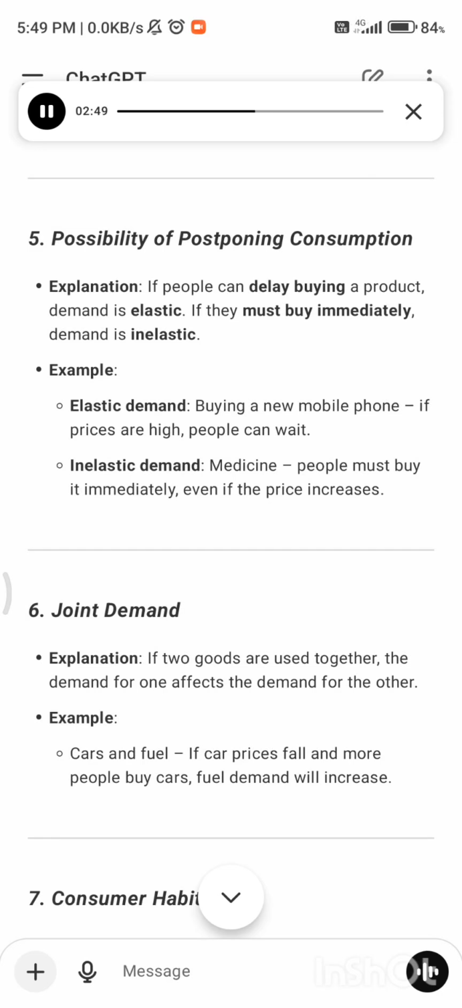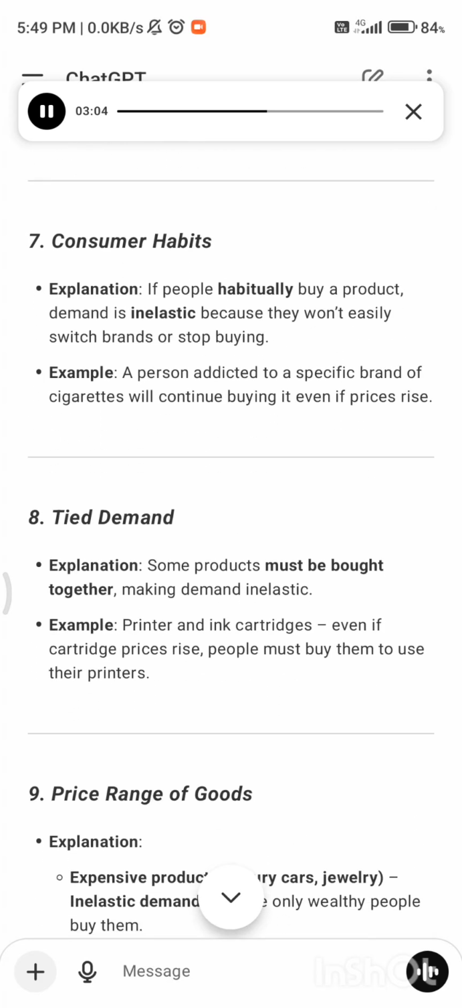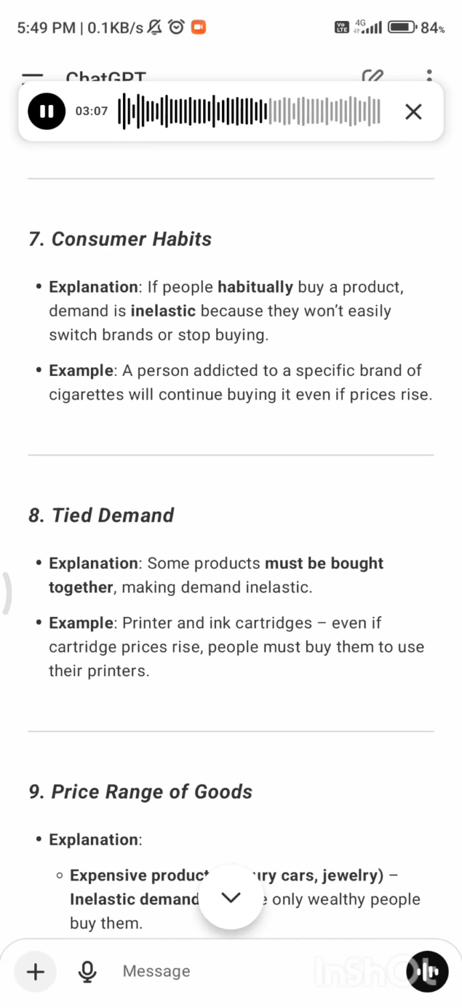6. Joint demand. Explanation. If two goods are used together, the demand for one affects the demand for the other. Example: cars and fuel. If car prices fall and more people buy cars, fuel demand will increase. 7. Consumer habits. Explanation. If people habitually buy a product, demand is inelastic because they won't easily switch brands or stop buying. A person addicted to a specific brand of cigarettes will continue buying it even if prices rise. 8. Tied demand. Explanation. Some products must be bought together, making demand inelastic. Example: printer and ink cartridges. Even if cartridge prices rise, people must buy them to use their printers.